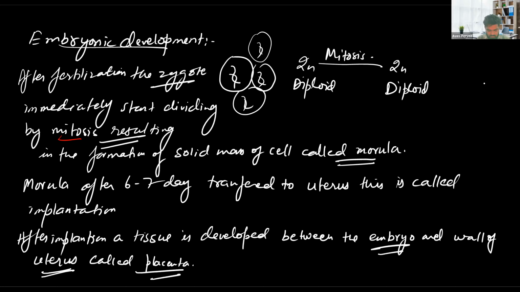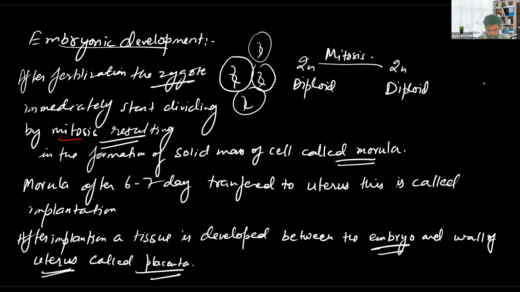Now next is gestation or pregnancy period. So what is gestation or pregnancy period? So we'll talk about that. In human beings, it is 280 days, or 40 weeks, or 9 months. We call it the gestation period or the pregnancy period.